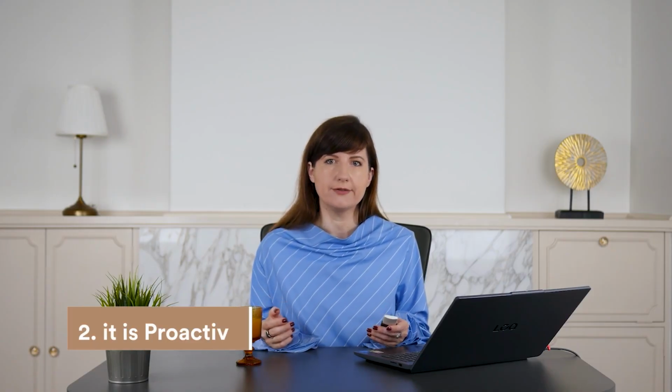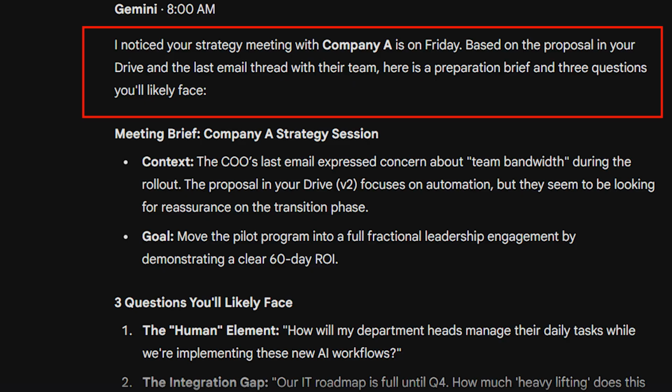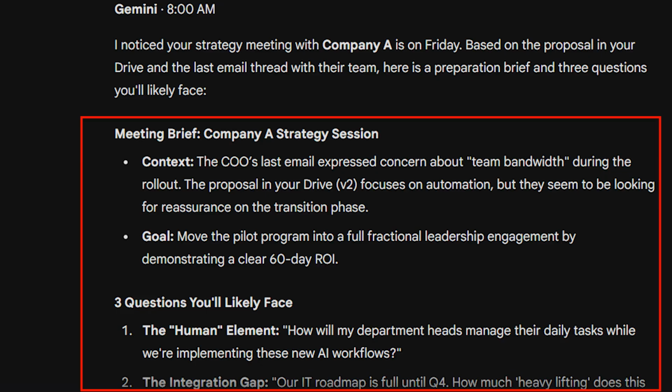Second, it is proactive. Today, most AI is reactive. You ask, it answers. The future of Gemini is about seeing what's coming. If you have a big client presentation on Friday, Gemini should not just remind you it is coming. It should look at your calendar a week before and say, I noticed your strategy meeting with company A is on Friday. Based on the proposal in your drive and the latest email thread with their team, here is a preparation brief and 3 questions you will likely face.